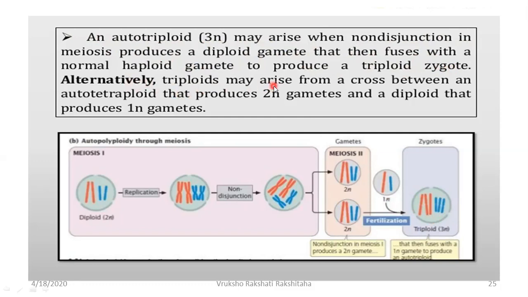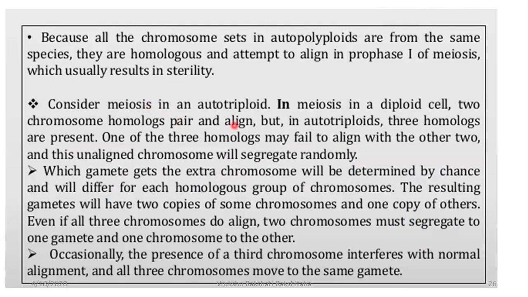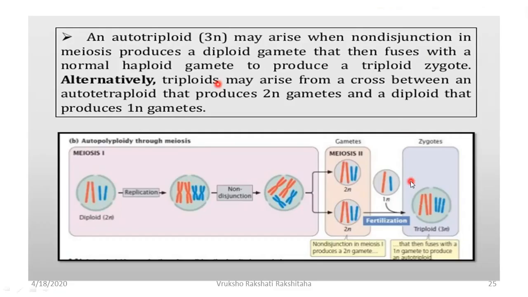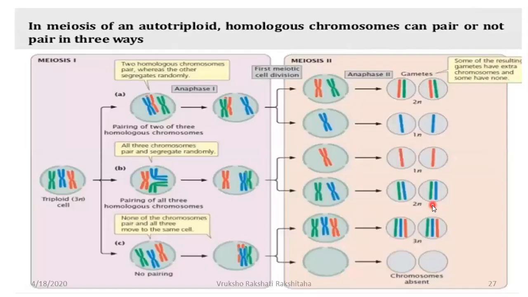Alternatively, triploids can also be produced from a cross between an autotetraploid that produces the unreduced gametes and a diploid that produces the haploid gametes. I hope these points are clear. This slide represents the same explanation I gave before. In the previous section we saw how triploidy originates. Now let us see what happens when this cell undergoes meiosis.